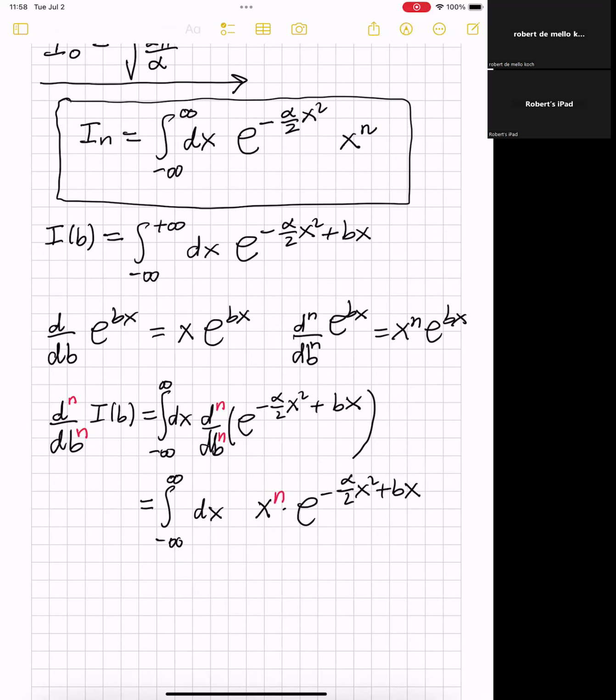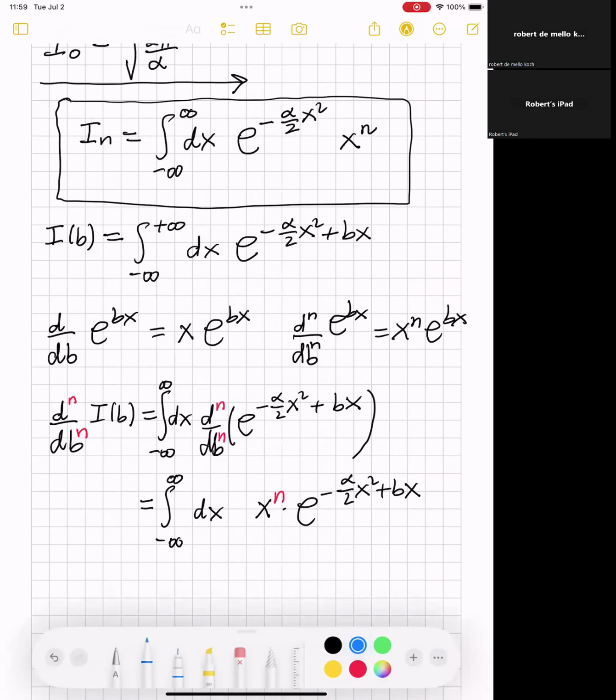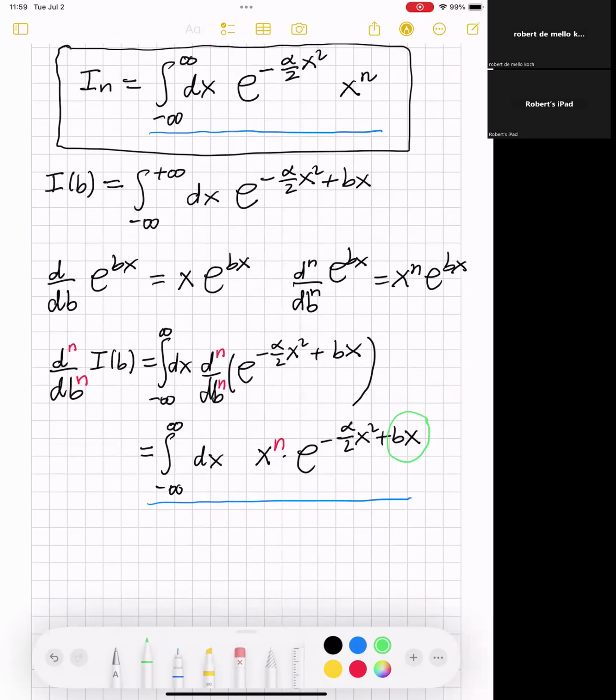Now, compare what we've got on the side, okay? So compare what we've got sitting over here compared to what we've got sitting over here. And they look nearly exactly the same. The only difference is that if you look at the exponent down below, we've got plus bx. So we just want to get rid of this bx term. That's the only difference between the expression in the box for I_n and the expression that we've gotten here. Okay, well, that's very easy to fix.